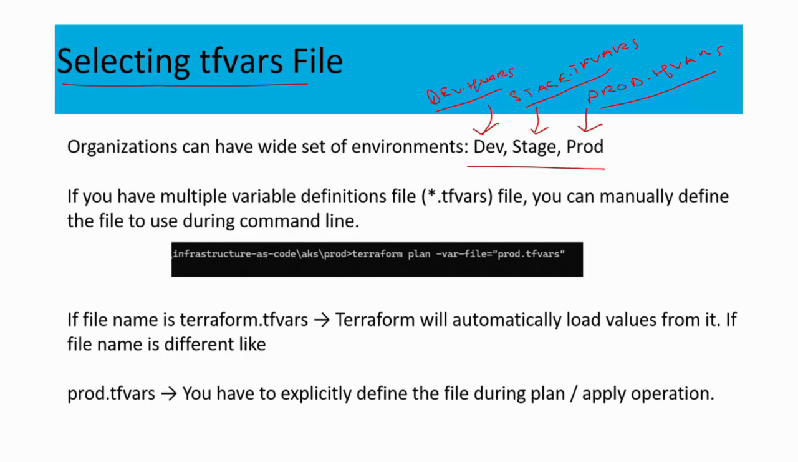Whenever we run terraform plan, we have to use the -var-file option and then mention our tfvars file name. So whatever output we get here will be related to prod.tfvars. The same way, we can replicate it for our dev and staging environments. If the file name is terraform.tfvars, Terraform will automatically load values from it. If the file name is different, like prod.tfvars, you have to specify the file during plan and apply operations.